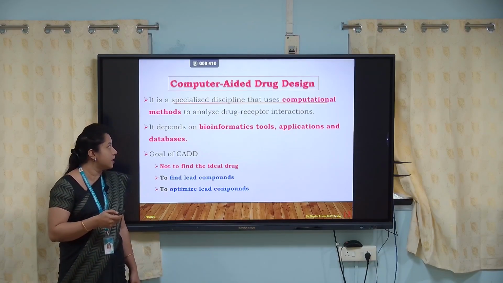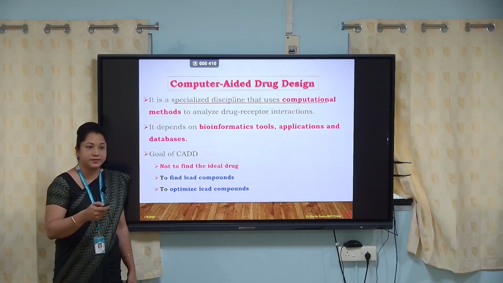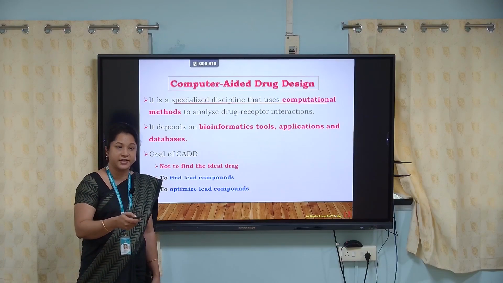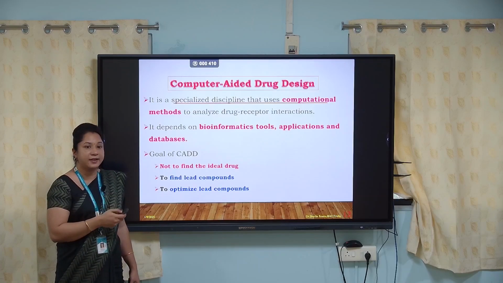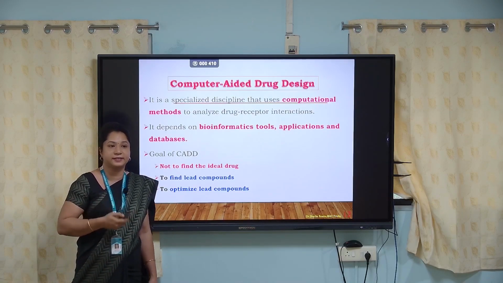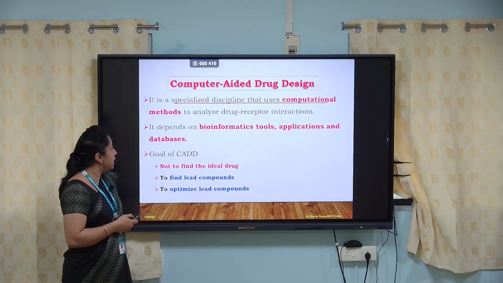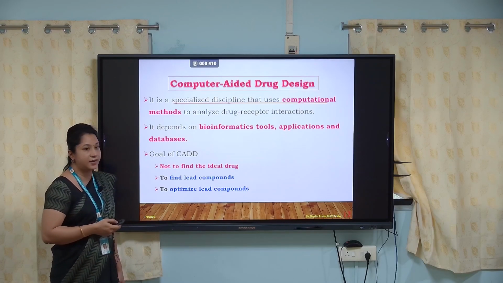Computer aided drug designing is a specialized discipline that uses computational methods to analyze the drug and receptor interaction. The drug is nothing but the medicinal compounds, which can be natural, synthetic or from biological sources, and the receptors are the membrane bound receptors, which are responsible for the disease mutation. It depends on the bioinformatics tools, applications and databases.